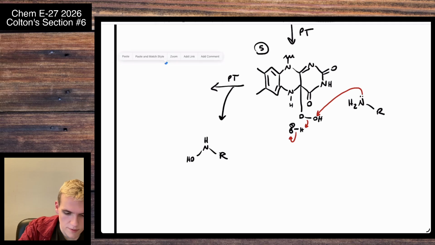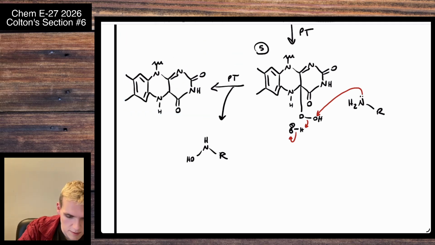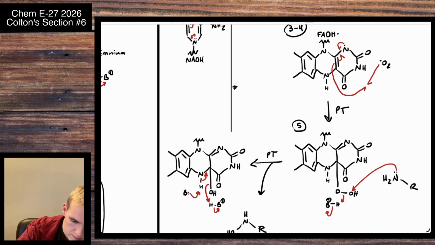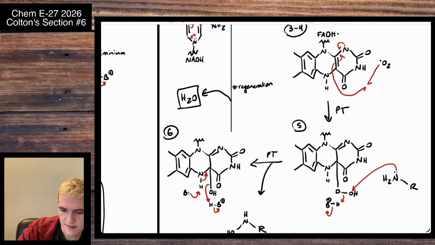And now we can do our final step here with our elimination. So we're going to grab an H, form an alkene, and then kick off this water. And a fierce little regeneration. And as we are doing that, we are kicking off a water. And that was step 6.